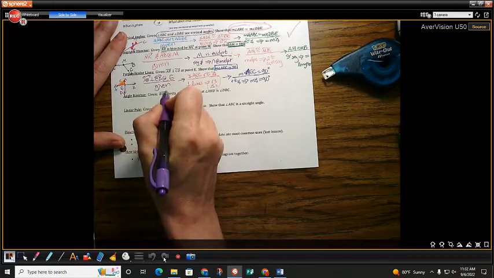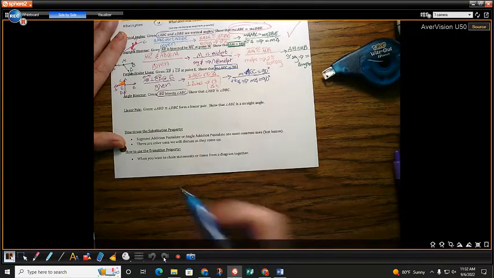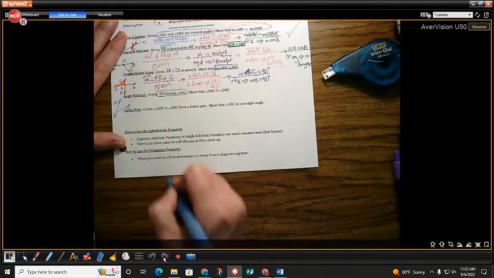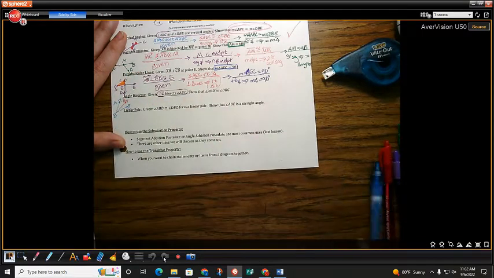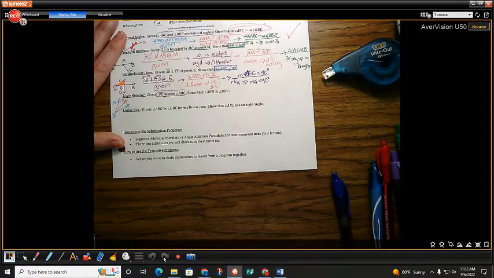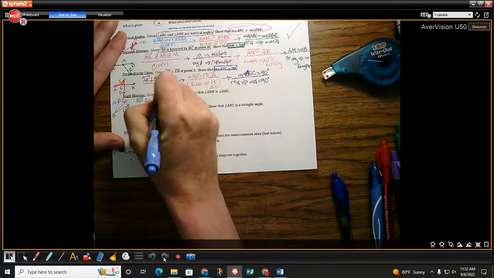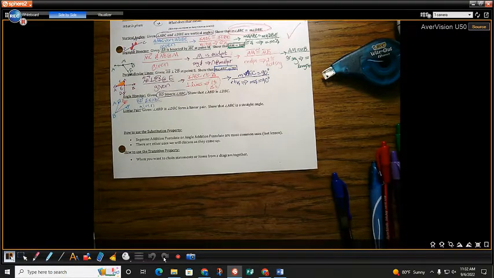So next, new picture. Given ray BD bisects angle ABC. Sketch it. Don't make it more complicated than it needs to be. Give yourself an angle, ABC, and then B to D should bisect it. It doesn't have to be fancy. Then you write your given: ray BD bisects angle ABC. And yes, I know it's crowded. If you write big, you can take this to another piece of paper if this is just too small for you.